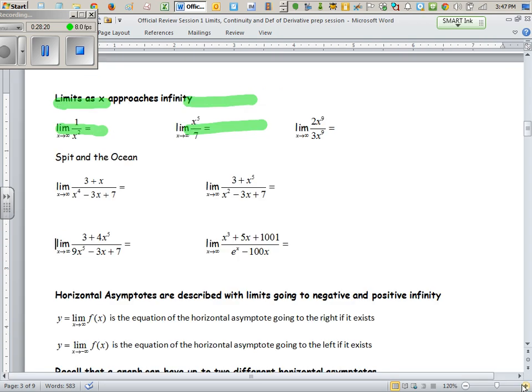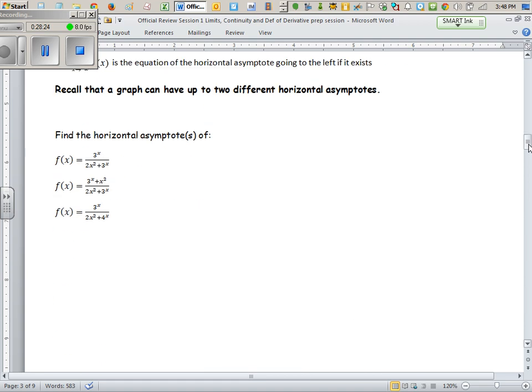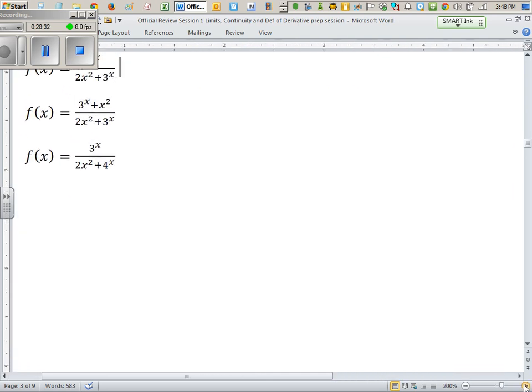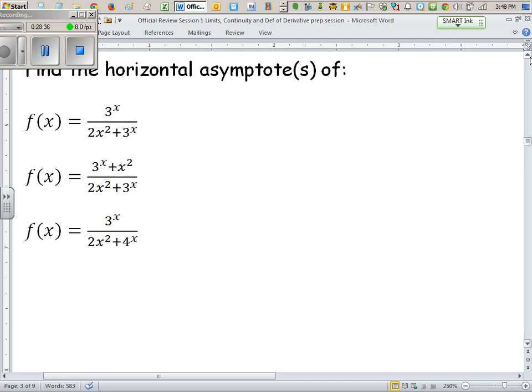So how do you solve horizontal asymptote questions? You have to do 2 limits per problem, right? So some people got this wrong on the Tuesday review. So let's make sure you go over these. So what happens when x gets large? What do you think, Audrey? If you do the limit as x goes to infinity on this one, what are you going to get?